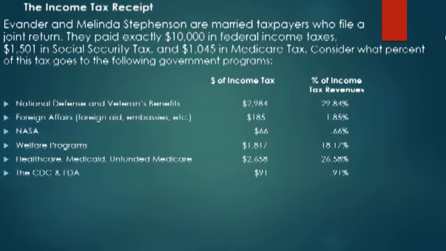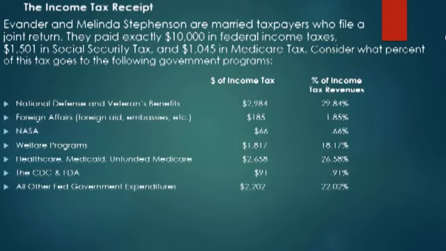Then you have the CDC and the FDA. About $91 would go to that, or 0.91%. So not a huge percentage goes to the FDA and the CDC. Then you have all other federal government expenditures, which would be $2,202 or 22.02%. That's just everything else that the federal government spends money on.